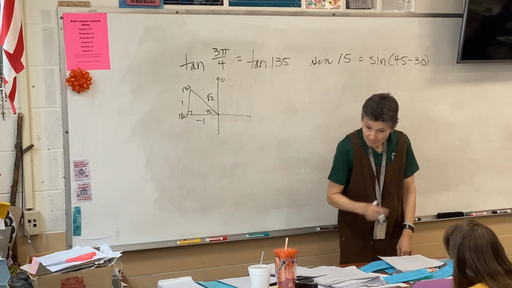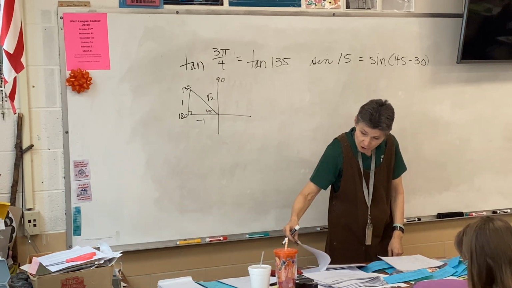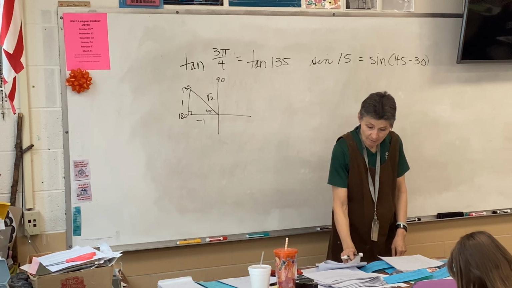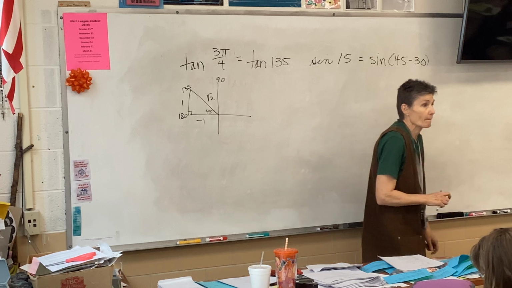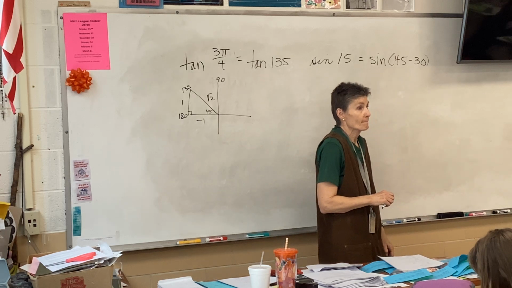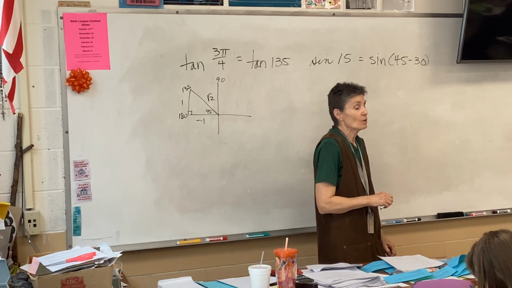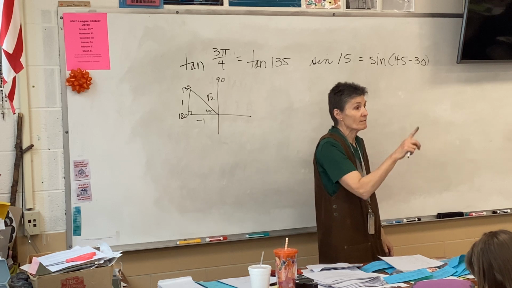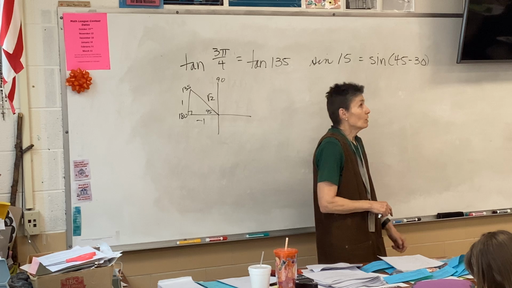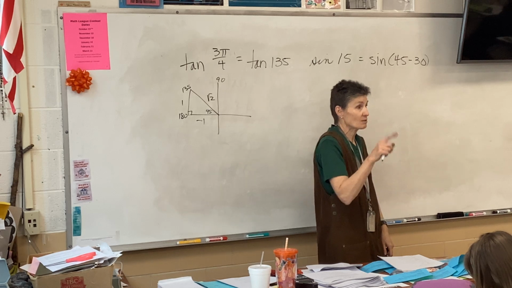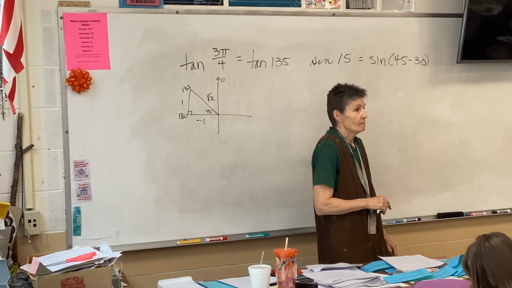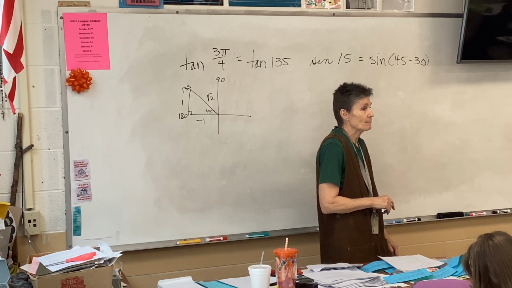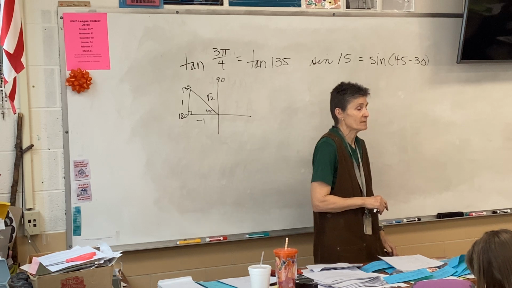This is problem number 1, section 5.3, back of page 51. Why wouldn't you consider 30 minus 15 or something like that? Because 15 is not a known angle for me. The only known angles are 30, 45, and 60. Can I do 60 minus 45? Absolutely. The work will look different, but the answer will be the same.